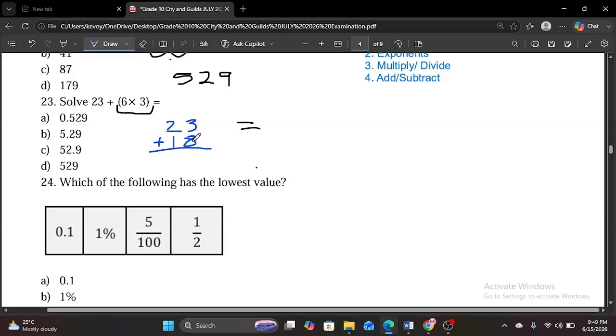So that's going to be 18 plus 3. That's going to be 11. Carry that 1 to be added. So that's going to be 4. So that's going to be 41.